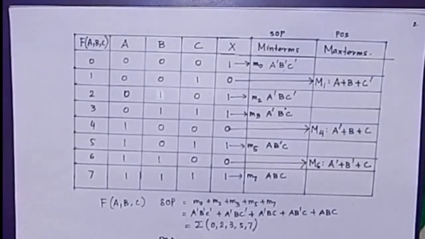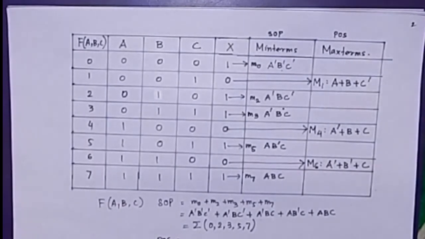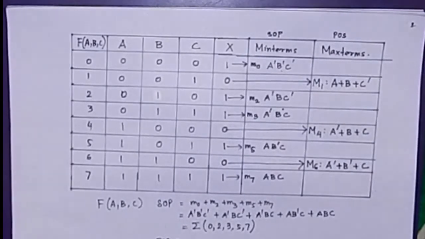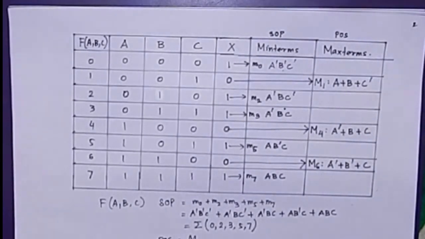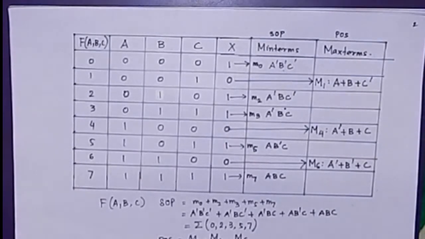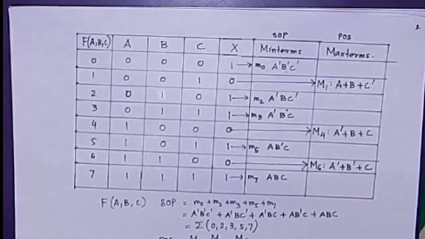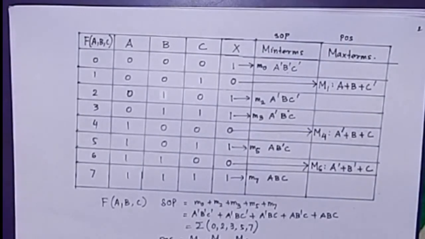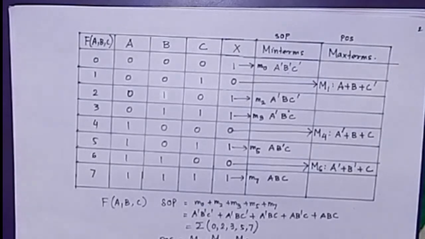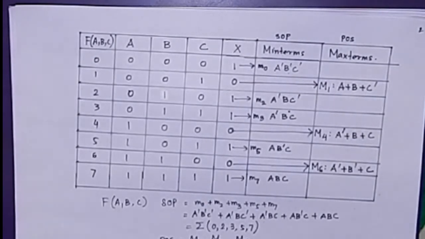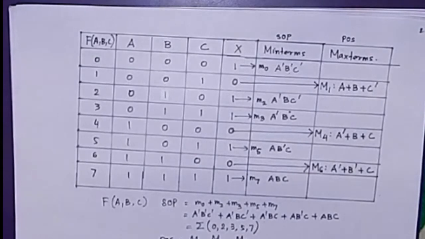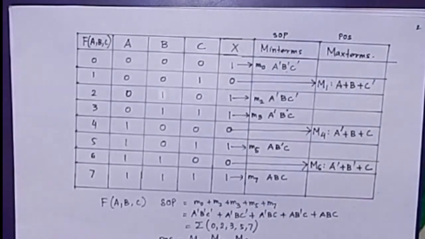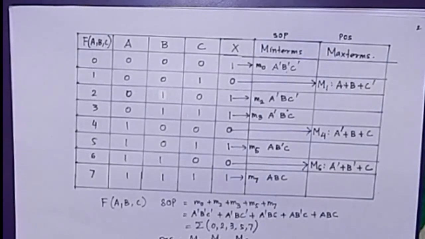And the same function when written in the product of sum way, you have to write it as M of 1 dot M of 4 dot M of 6, which is equal to A plus B plus C dashed dot A dashed plus B plus C dot A dashed plus B dashed plus C, which can also be written as pi of 1, 4, 6.